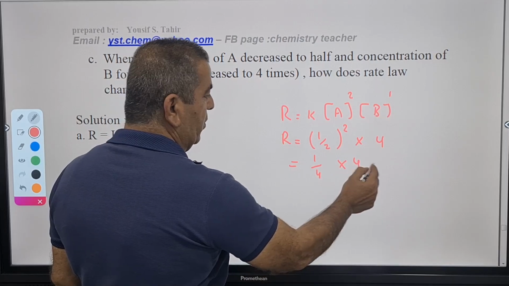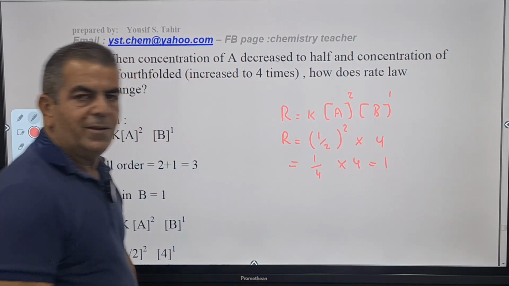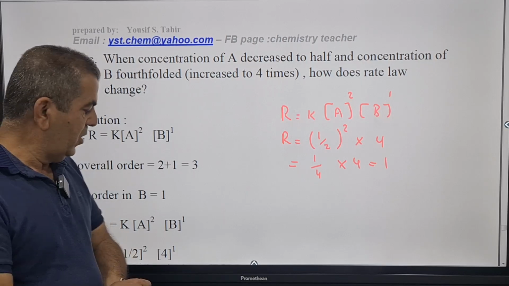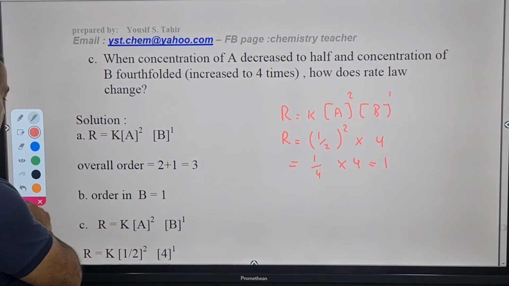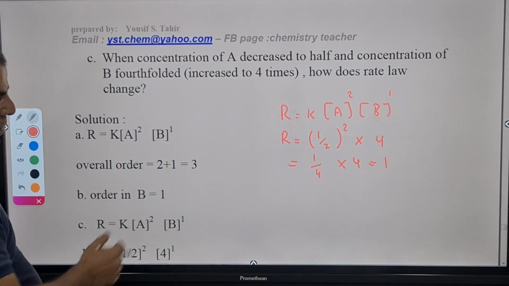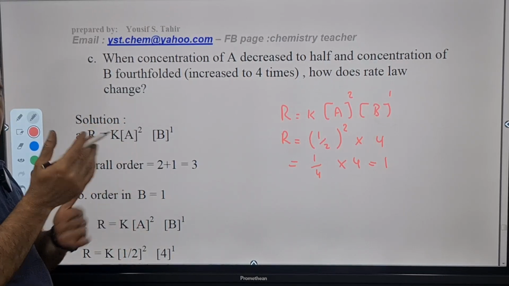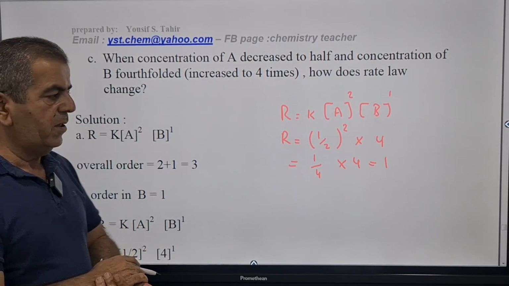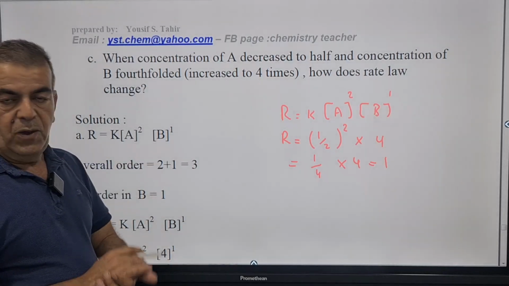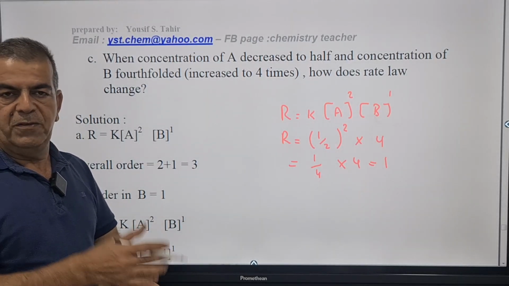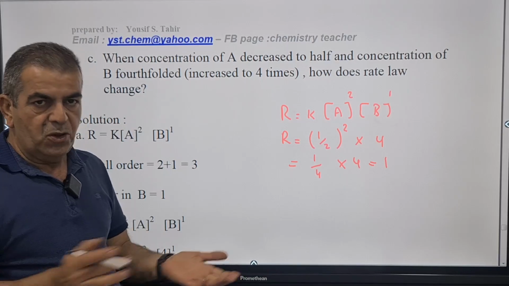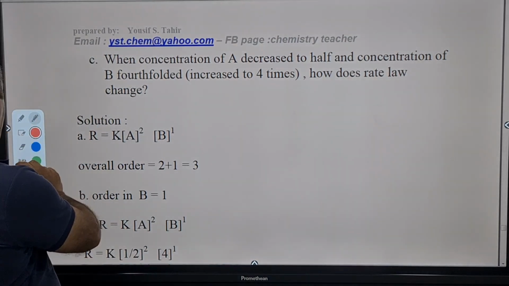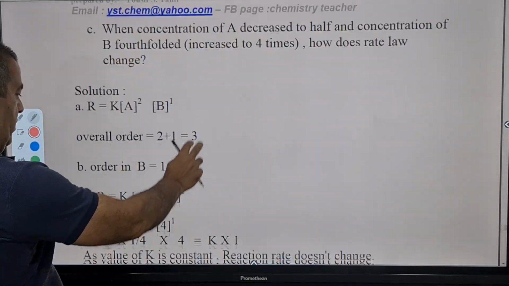Times 4 equals 1, which means the reaction rate doesn't change. Why? Because the final R equals the initial R. We consider the initial R as 1 molar per second, and here also it will be 1 molar per second, or even per minute, so it doesn't affect. Okay, let's move forward and see more practice.